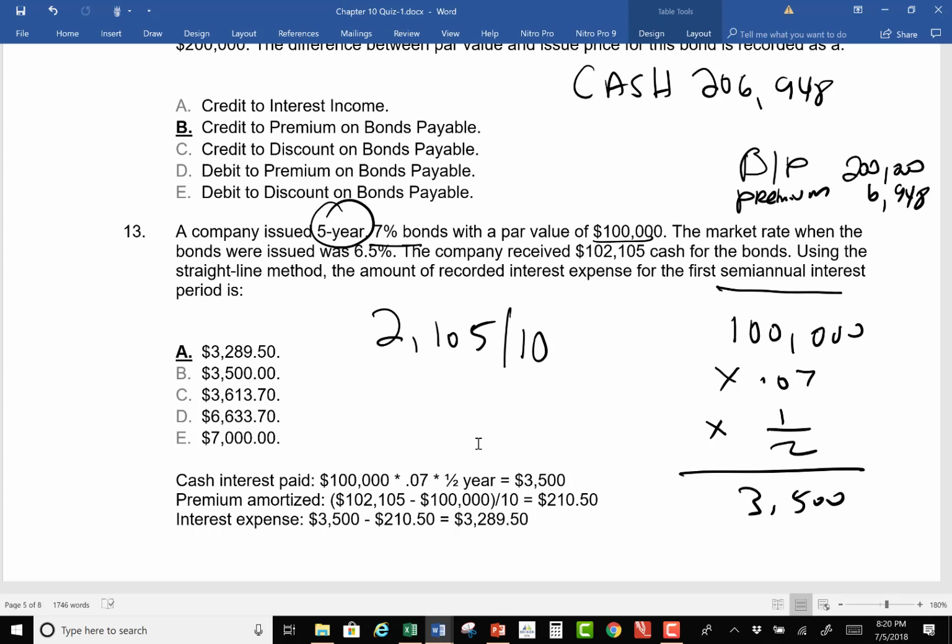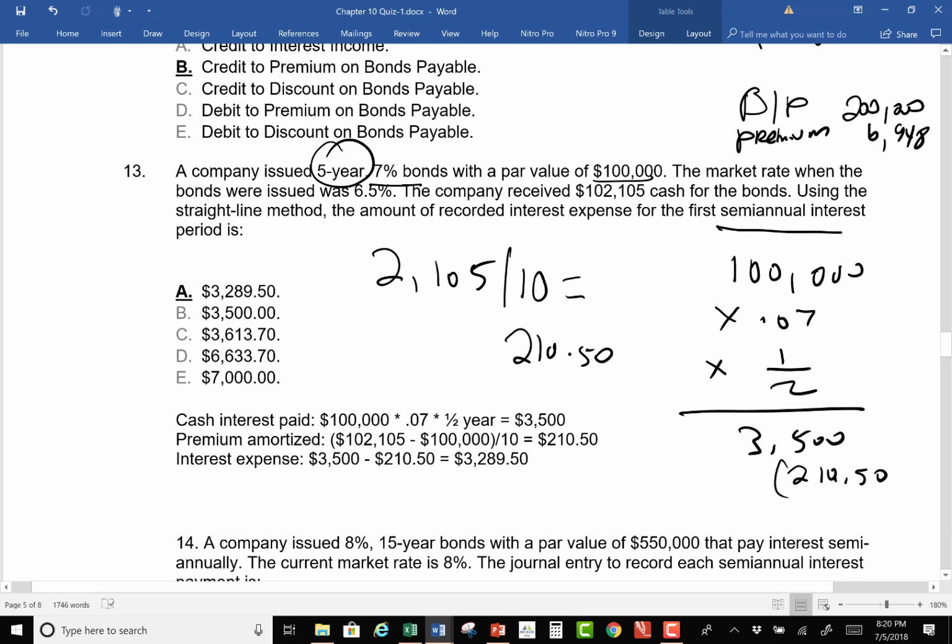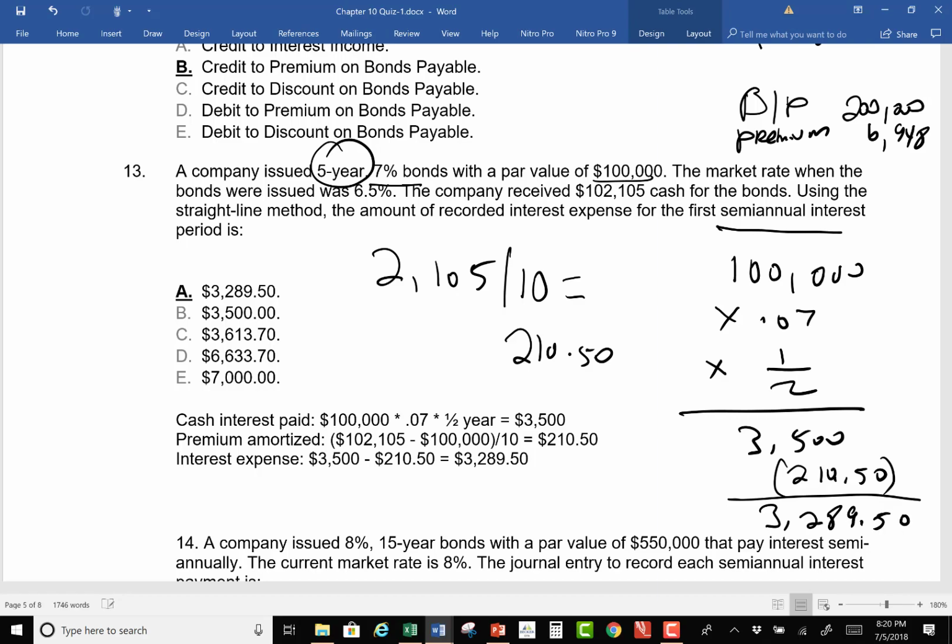That gives me $210.50. So I simply add that. Premium bond, I do what with it? Premium bond, I subtract it, right? Right, below the cash interest. And when I do that subtraction, I should get this answer here of 3,289.50.